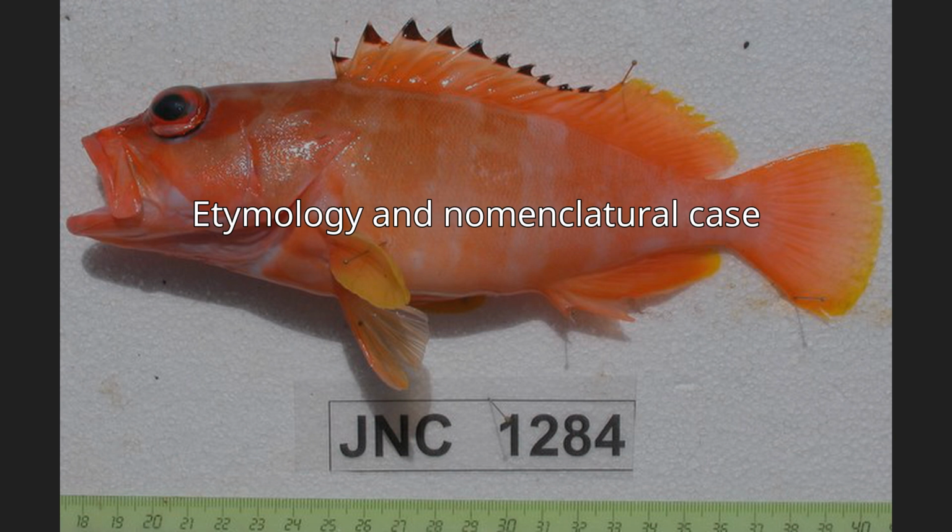Etymology and nomenclatural case. The origin of the name Pseudohabdosynochus merits an explanation. Pseudo, from Greek pseudes, lying, false, is a prefix commonly used in creating a new scientific name for a taxon that superficially appears to be a taxon, but actually is another.